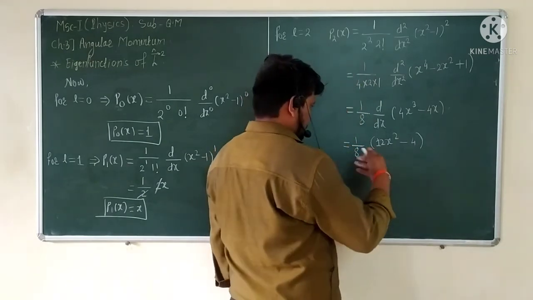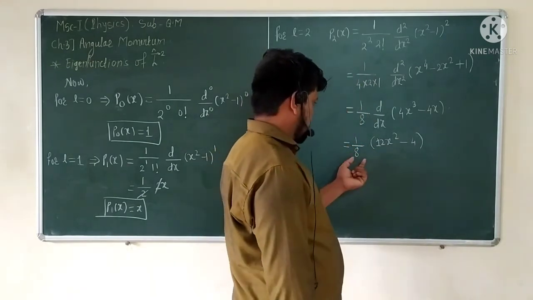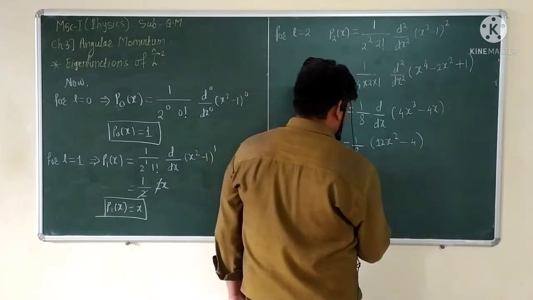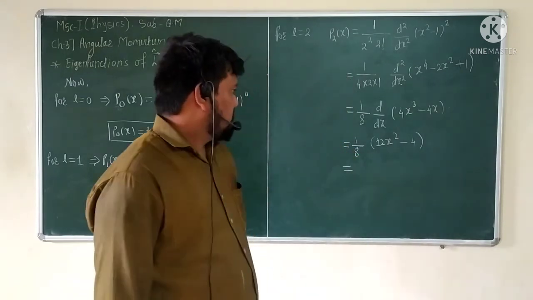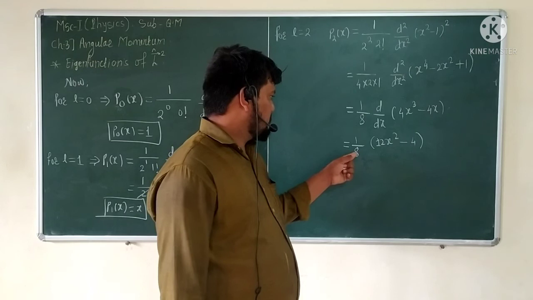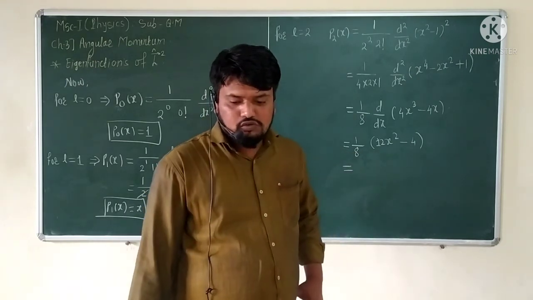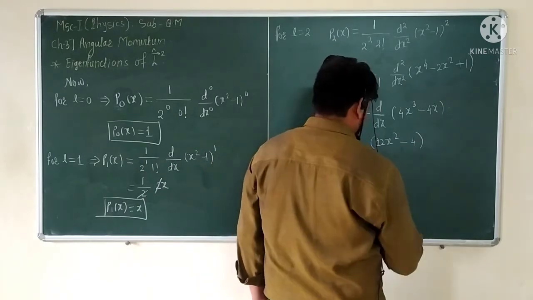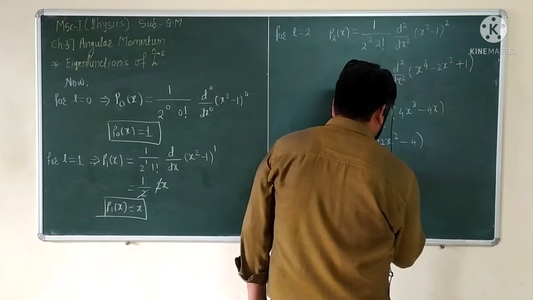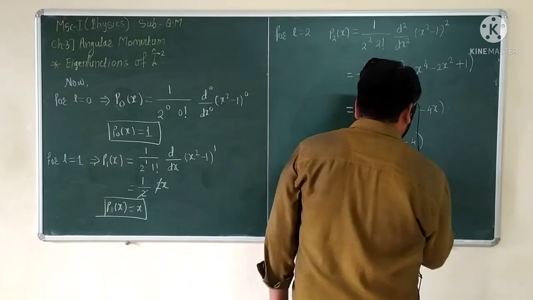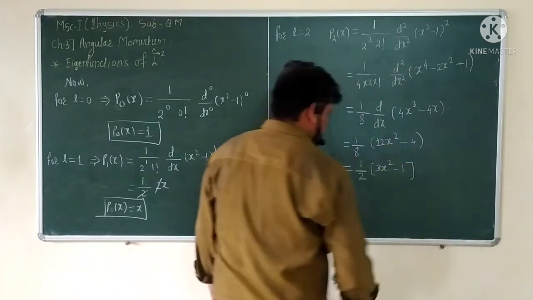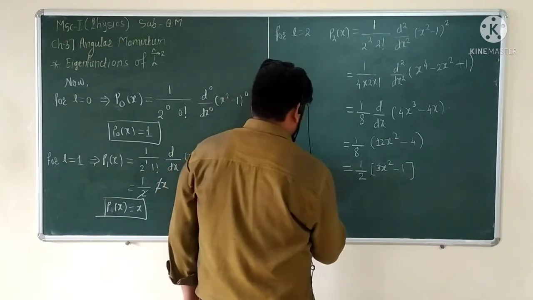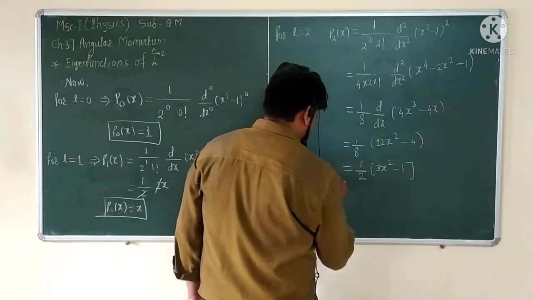Divide 12 by 8 and 4 by 8, so 12 by 8 is 3 by 2, which gives 1 by 2 in bracket of 3x square minus 1. So this is the Legendre polynomial for L is equal to 2, that is P2 of x.